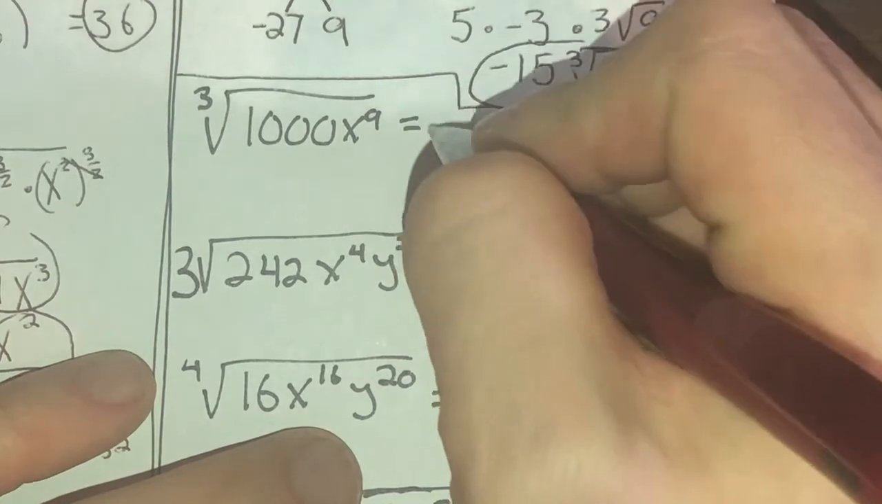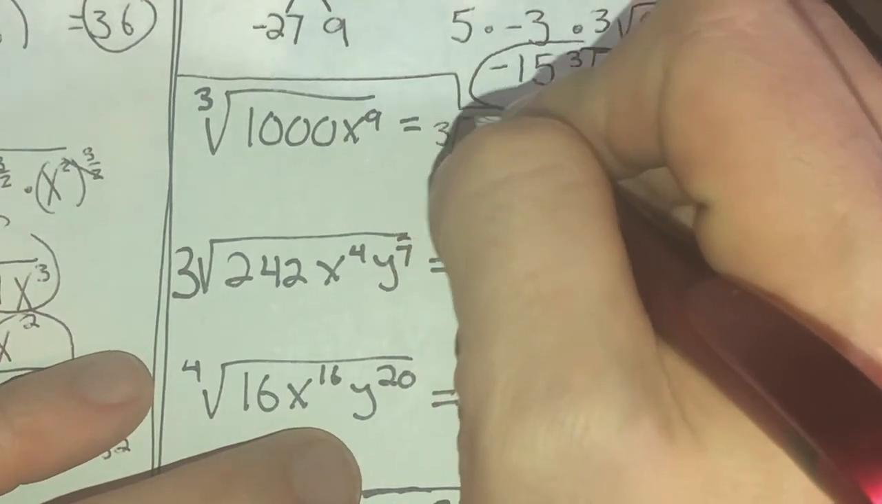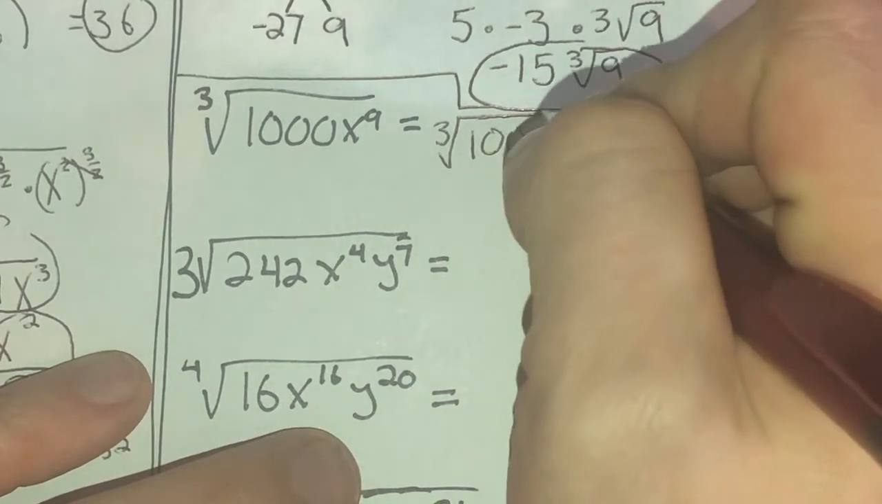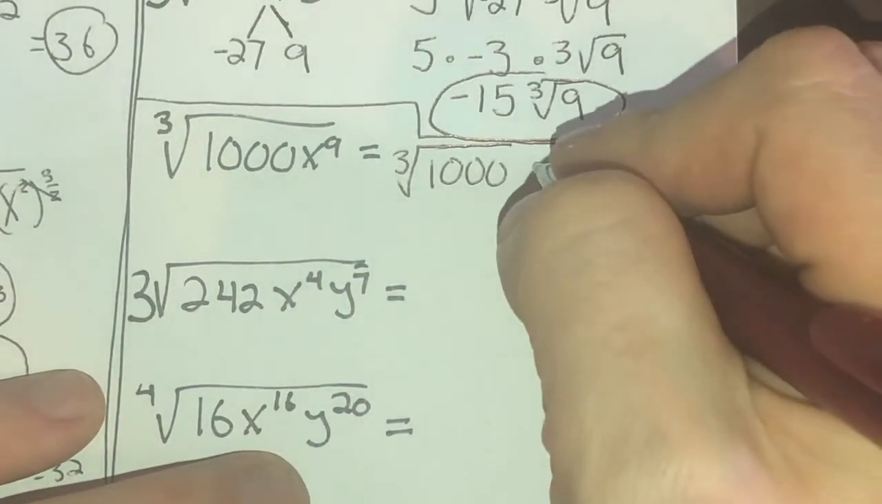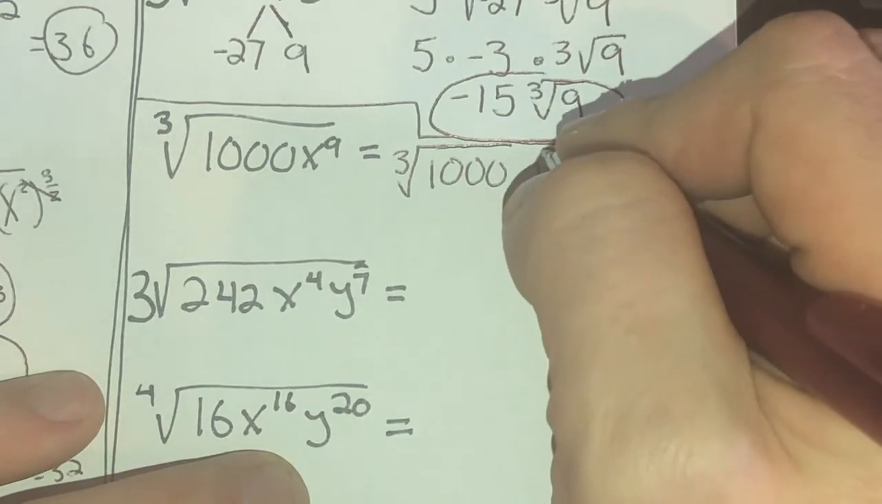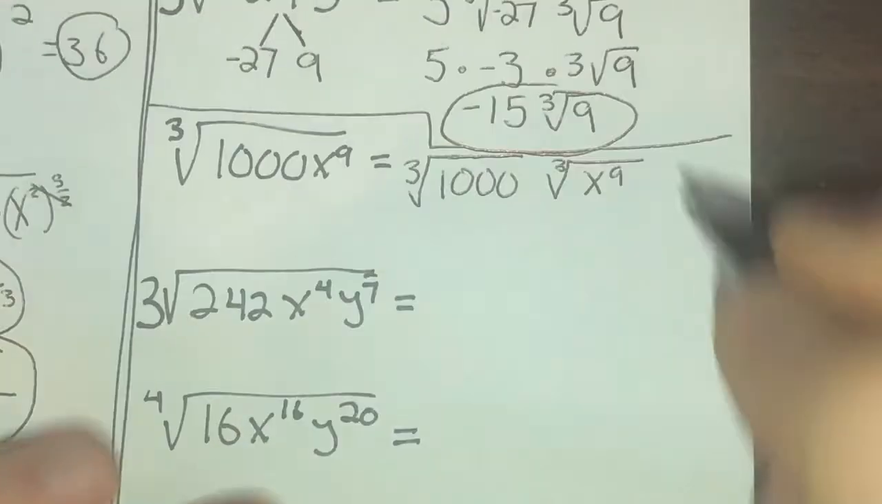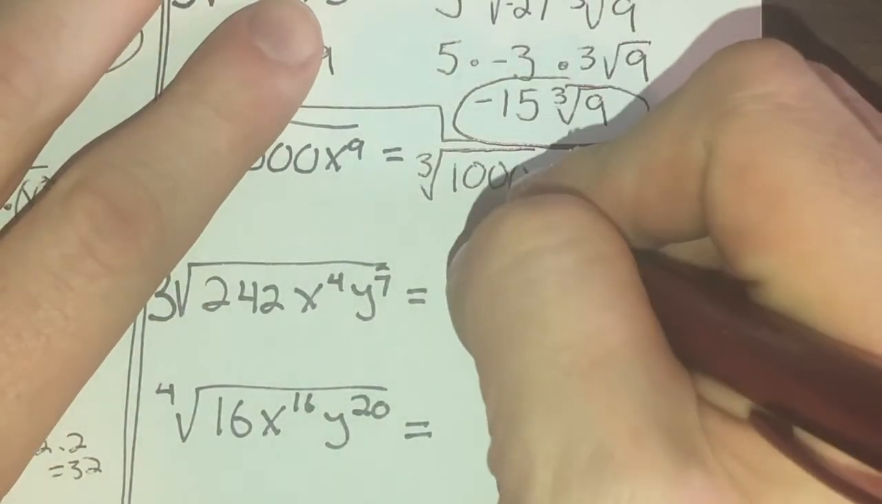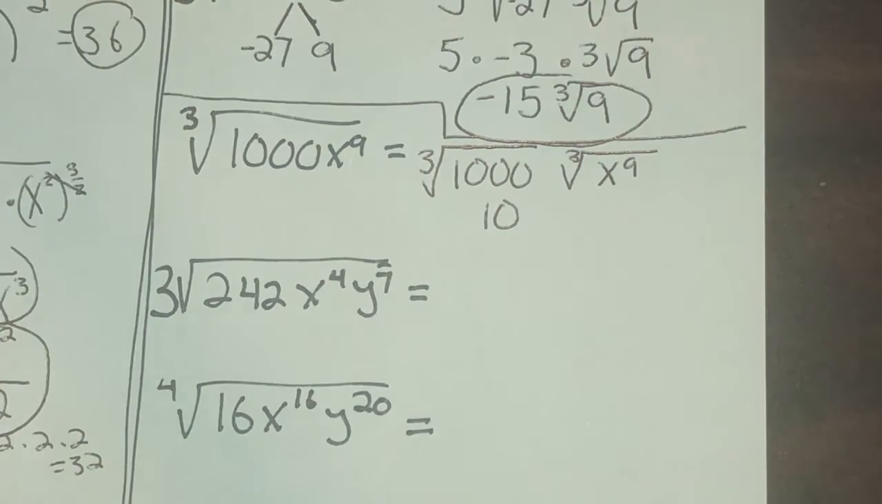So look, I'm going to break this up. I always say break every piece up. So first, I'm going to do the cube root of 1,000. Then I'm going to multiply by the cube root of x to the 9th. Now, either 1,000 will not break up at all, it will break up into a whole number, or it will break up into a whole number times a root. In this case, I know that 10 times 10 times 10 is 1,000. So I know that's going to become a 10.